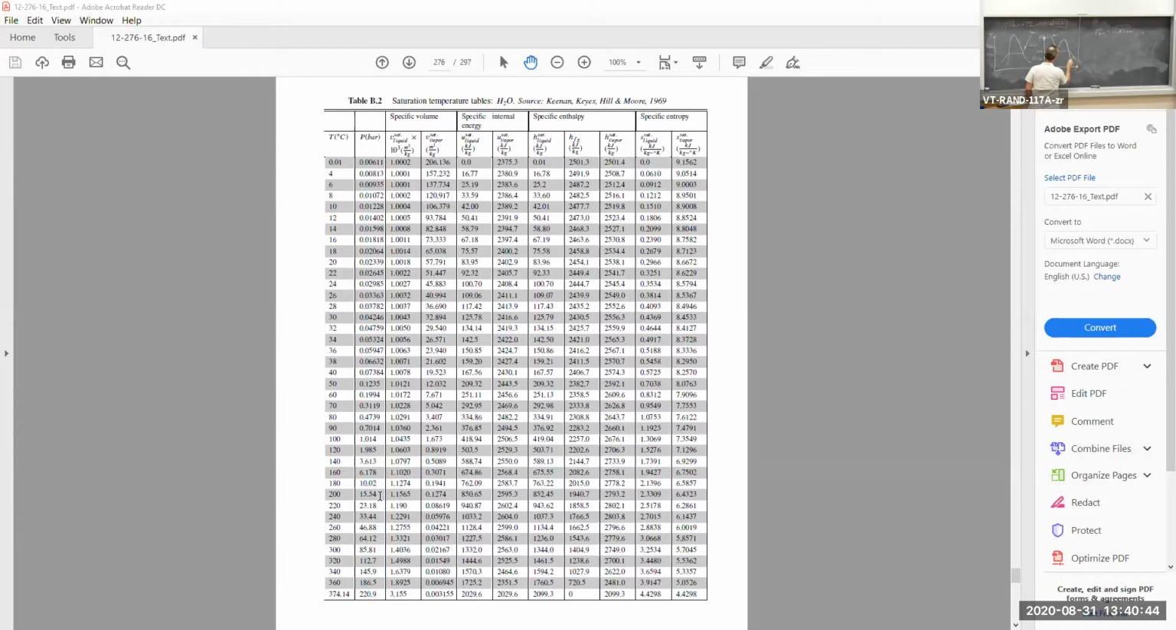Intersection of the isotherm and the isobar. The isobar is horizontal, and the isotherm you can see here. The 200 degrees C isotherm puts me in the superheated vapor region. Mathematically, Psat, which is 15.54 bar, is greater than the pressure, which is 5 bar. Our actual pressure is below the boiling pressure, so we're in a superheated vapor.